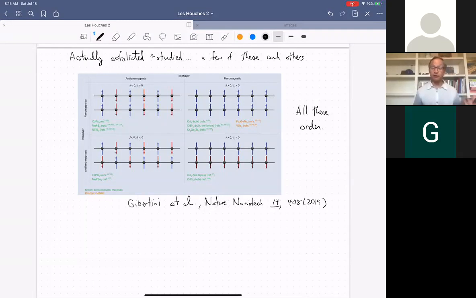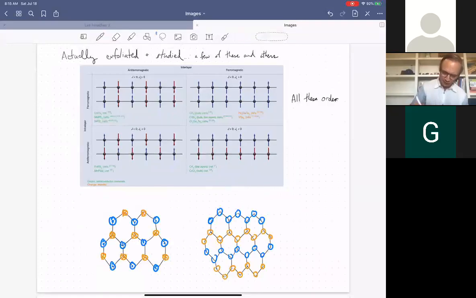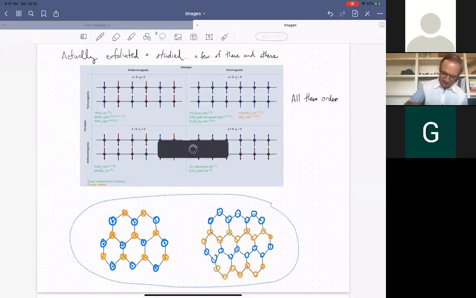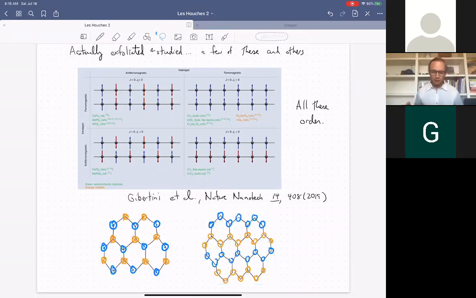But they may order ferromagnetically, antiferromagnetically with different types of order within the 2D planes. So there are a number of different magnetic structures that can occur. Let me take these images here.